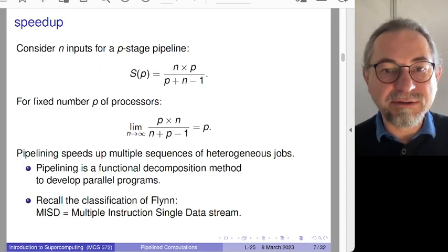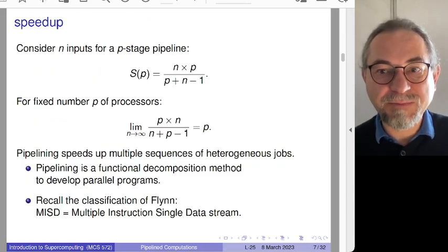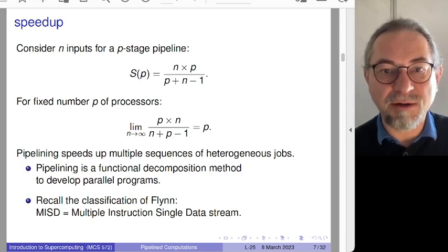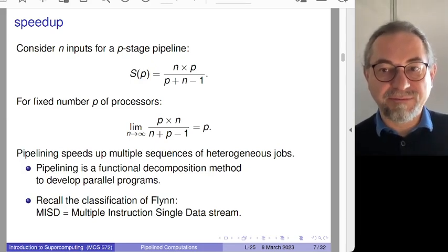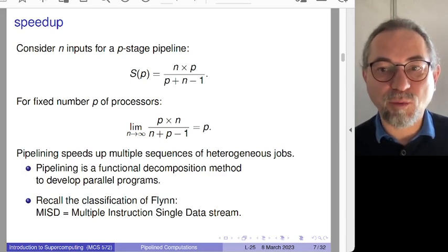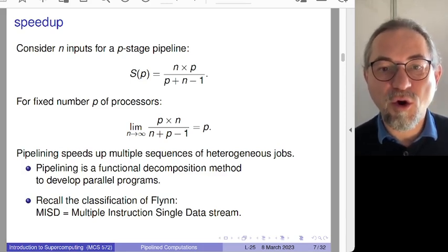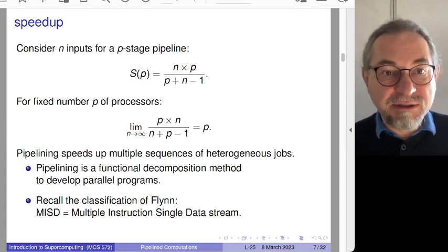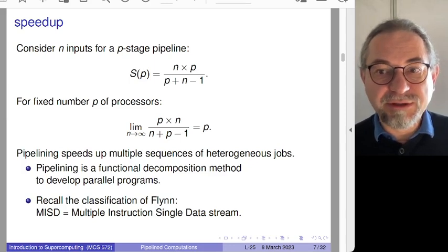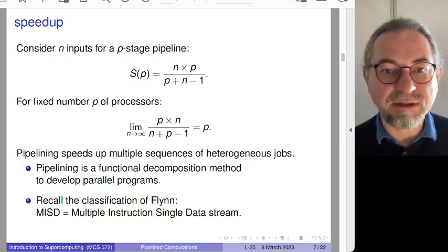So let us compute the speedup. The sequential time is n times p. In the example we had 5 as the value for n and p was 3, so 15 over p plus n minus 1. So 5 plus 3 minus 1 was 7. The speedup can be computed very straightforwardly.